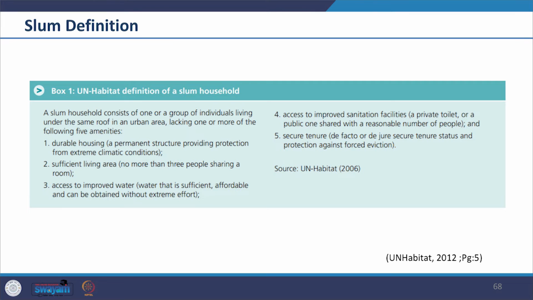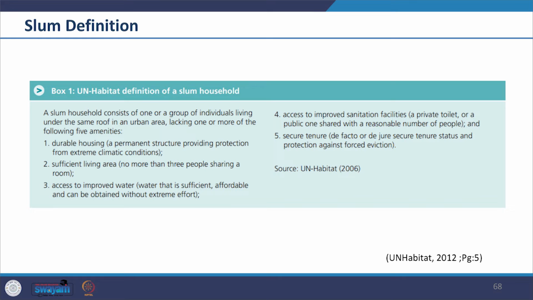Now moving ahead, we look at the official definition given by the United Nations. The United Nations uses the official definition given in its document of 2006. A slum is one or a group of individuals living under the same roof in an urban area lacking in one or more of the following five amenities. You need to pay attention here: if any one or more of these are lacking, it would be considered a slum as per the United Nations definition.